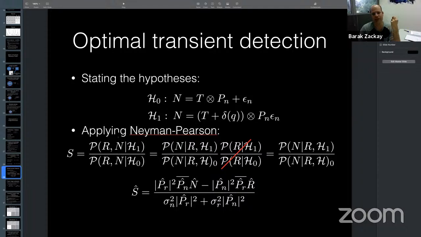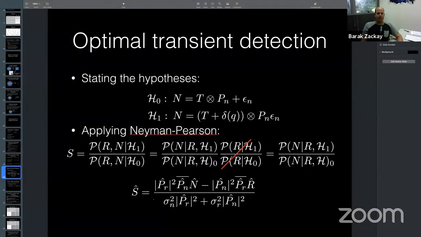Now again, you want to apply the Neyman-Pearson detection. Here you have an additional step. You have to cancel the probability of R given H1 and R given H0, just because if you look at the image model, the image model of both H0 and H1 basically agrees on R. So this probability has to be the same. So this really cancels out. And what you have is these expressions, and after algebra, you get this solution. You can trace all this algebra in the paper itself.